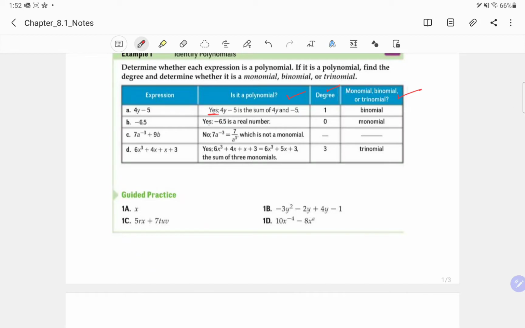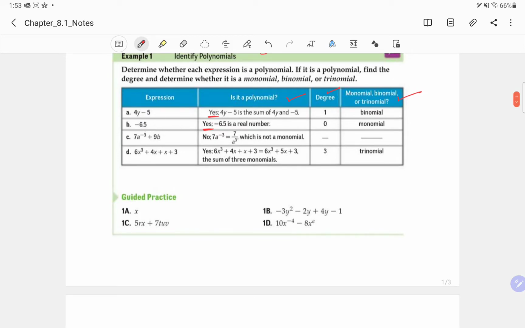-6.5. This is a monomial. It is a polynomial, okay? -6.5 is a real number. That's all it requires to be a polynomial. It just needs to be a real number. The degree of this, you have no variable at all. So if we have no variable, that means our degree is 0. Okay? This is a monomial because there's only one part to it.